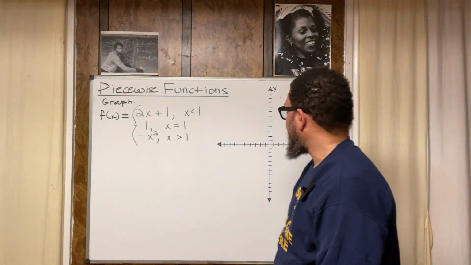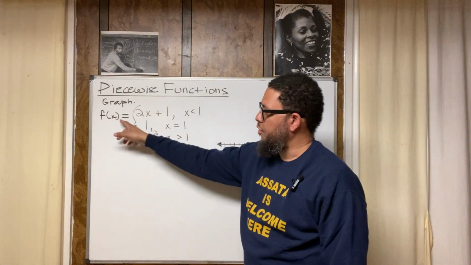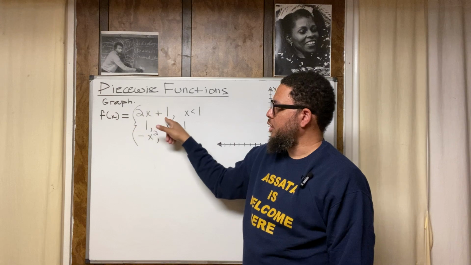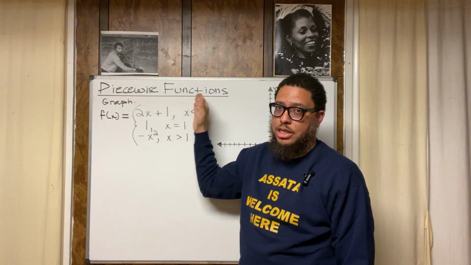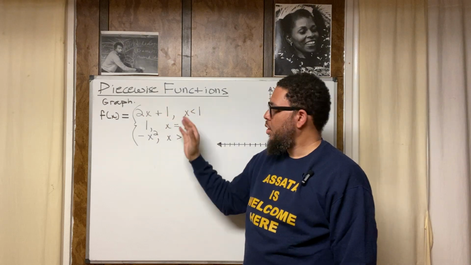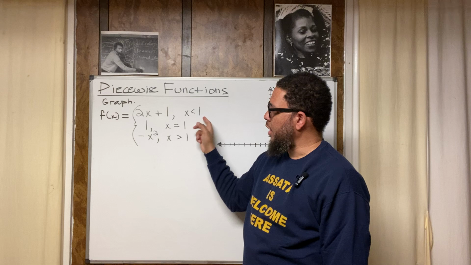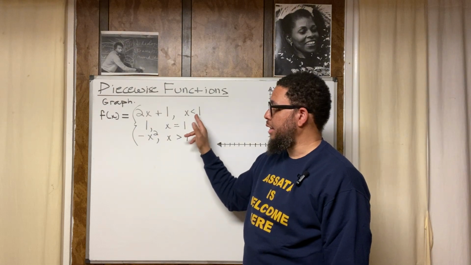All right, so what do we do first? We want to graph f of x equals 2x plus 1, but we only want a piece of it because we're dealing with a piecewise function. We want a piece of this function, right? Where's the piece at? We want the piece where all the x values are less than 1. Not equal to 1, not greater than 1, but less than 1.